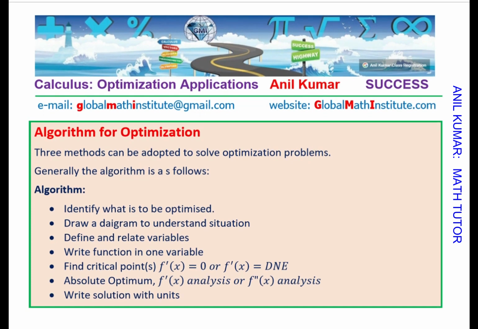First thing is that we need to identify what is to be optimized. In this case, the length of the power line is to be optimized. Draw a diagram: it is already given to us. Define related variables: given to us. Write a function in one variable. That is what we are going to do now. We have to write a function which relates the length of the power line with the given information. The next step will be to find a critical point by equating the derivative to 0, and then that is the critical point which we need to test.